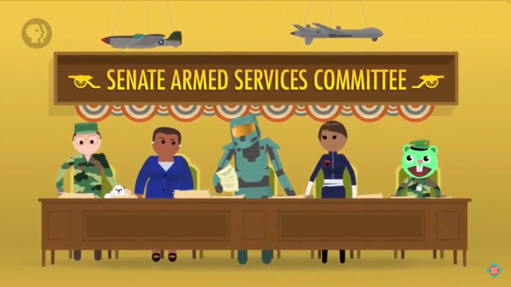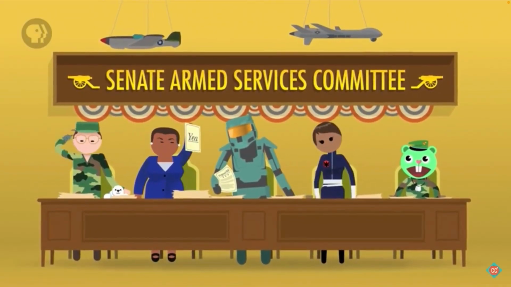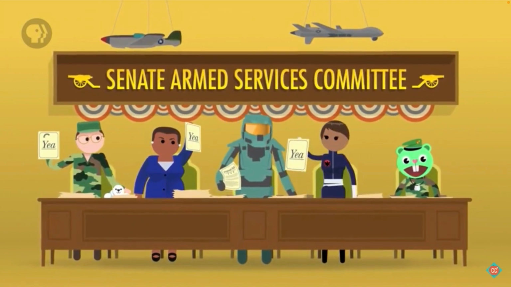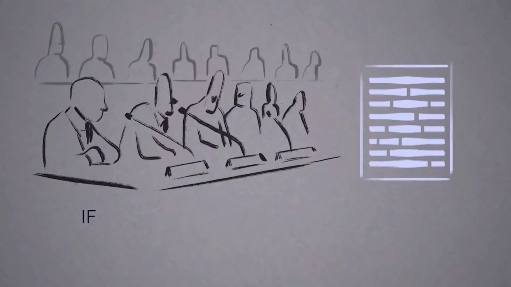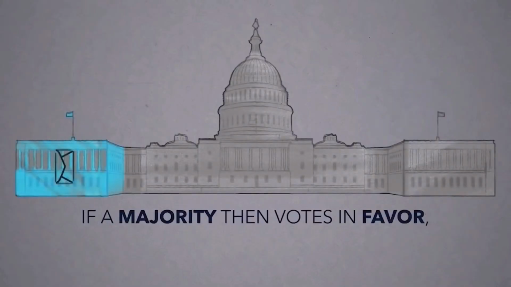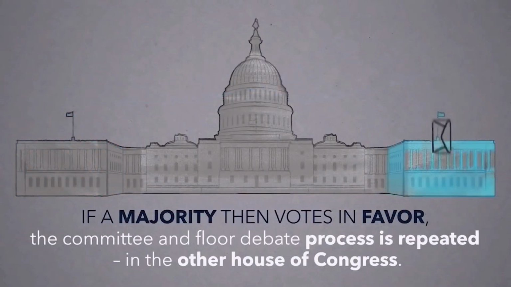Next is when voting by the full chamber on the bill starts. The bill is then considered by the full chamber. If it passes, the measure is referred to the other chamber, where this process begins anew. And if a majority then votes in favor, the committee and the floor debate process is repeated in the other house of Congress.